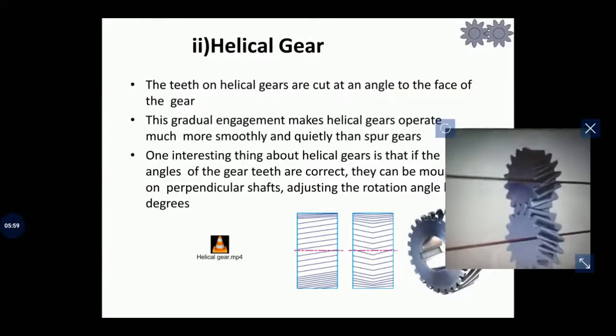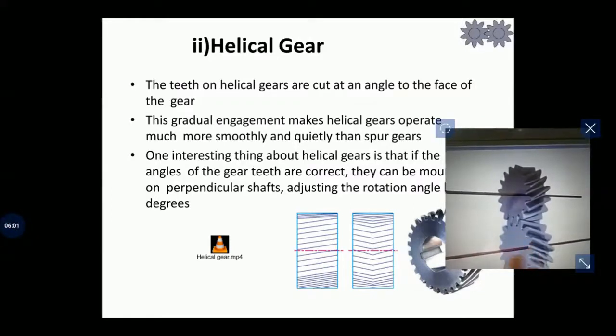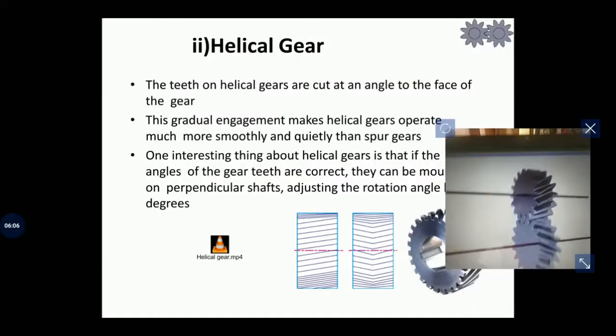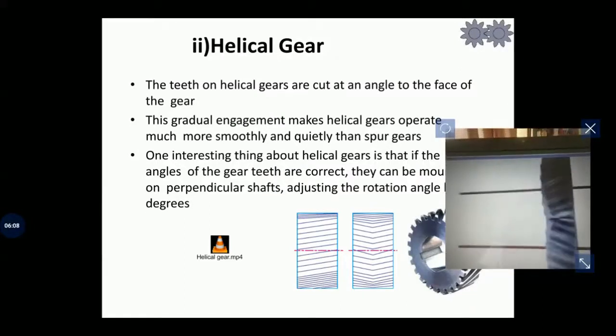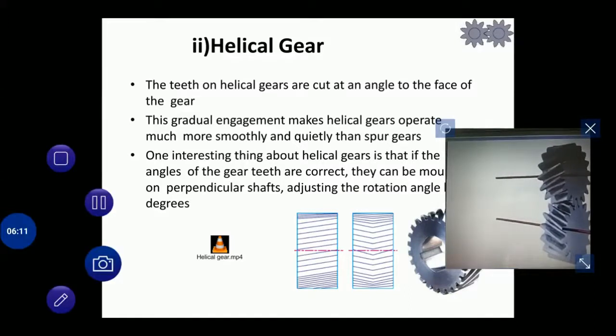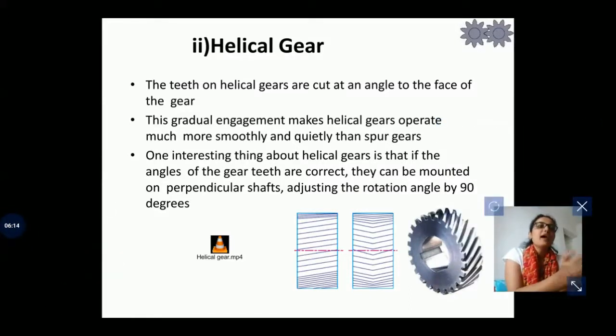The teeth are having some angle with the axis of gear, and the engagement starts gradually increasing. So the operation is less noisy. It can be used for high speed application.